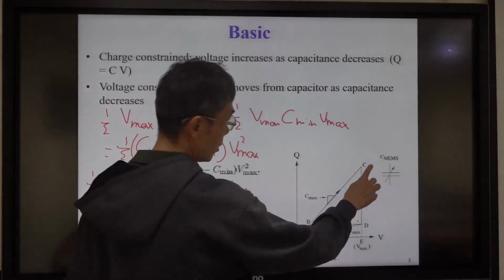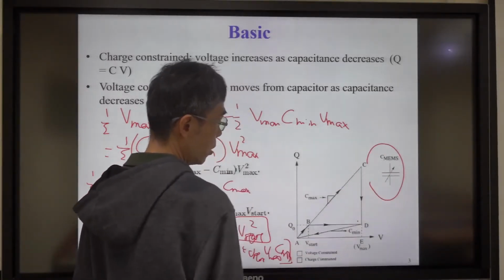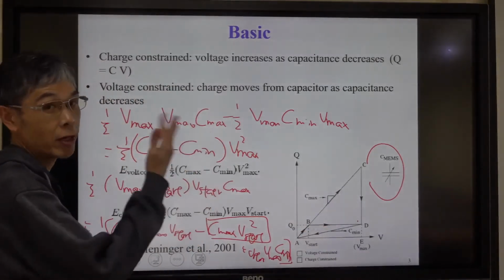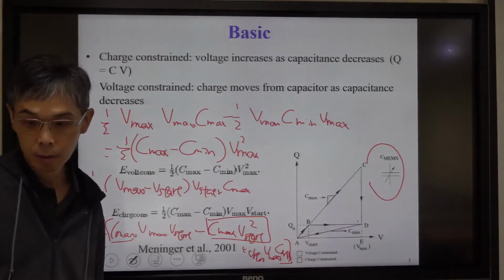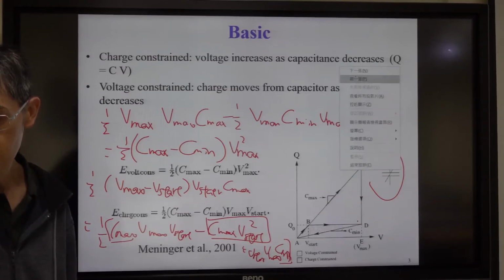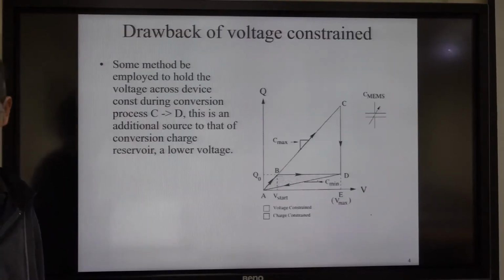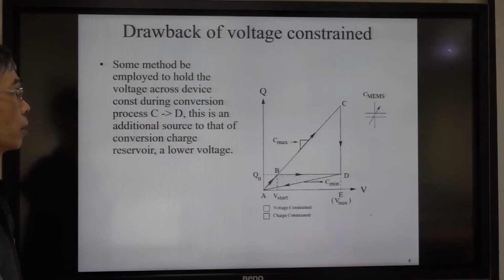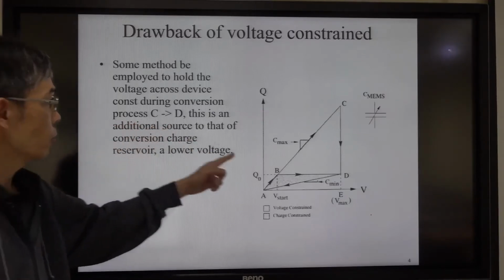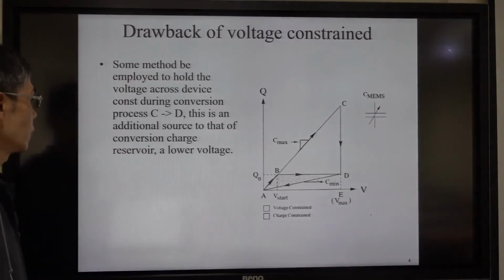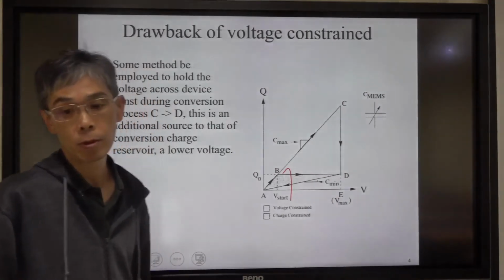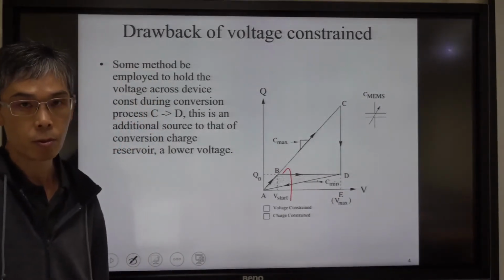And you can see the sign. This is a capacitor, but the capacitance could be varied, of a reactor actually. Okay, let's go to next page. See, the drawback of the voltage constraint case is from the process C to D, we need additional source to keep the voltage fixed at its value, so which is troublesome.